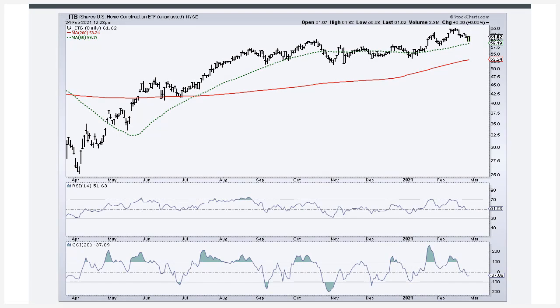Now, one more I want to highlight is ITB, the home construction iShare. Has been on this for a little while. It's kind of a boring one, but boring is okay for part of the portfolio. But we have this consolidation and a breakout, and then a little pullback, and then we got this little pullback working here. And it looks a little bit like a flag, if you will, and it's holding above the 50-day.